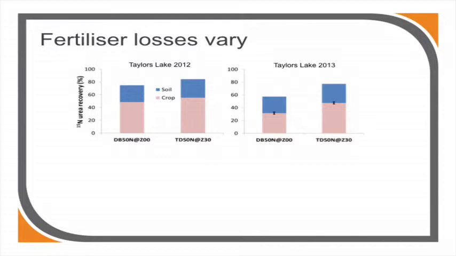We're seeing somewhere around 40 to 55% of that nitrogen that we're putting out actually ending up in the crop, which is where we want it, I suppose. And we're seeing differences between different seasons as well. So we can see in 2013, the difference between those two treatments was a fair bit larger.